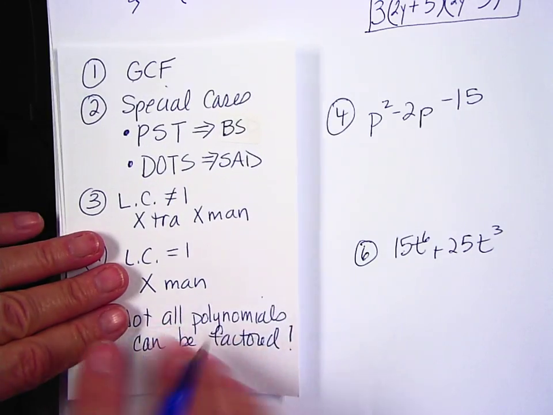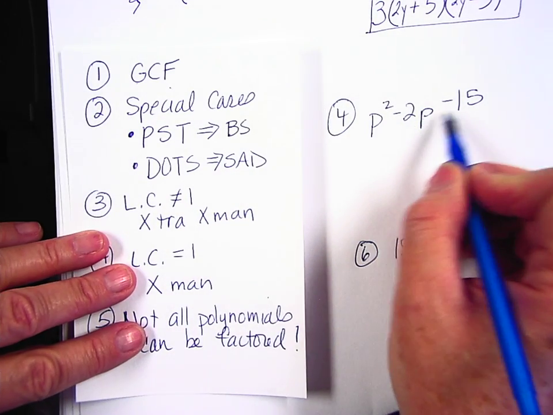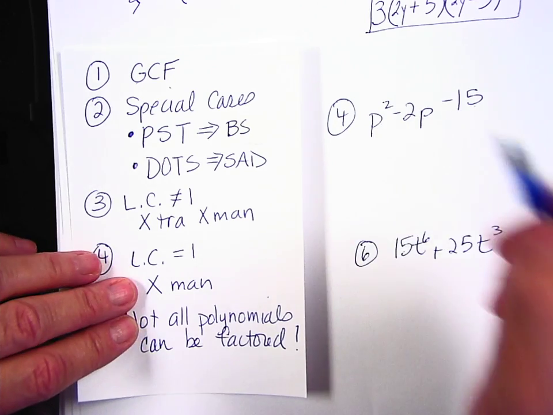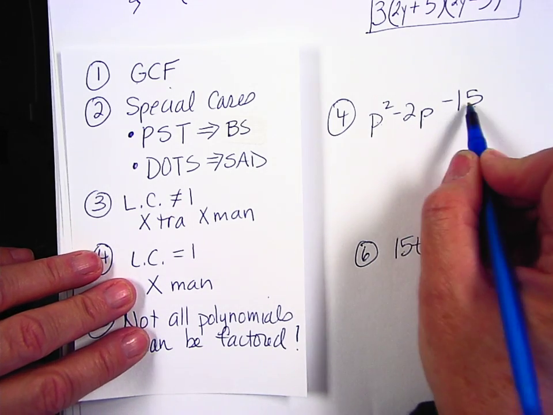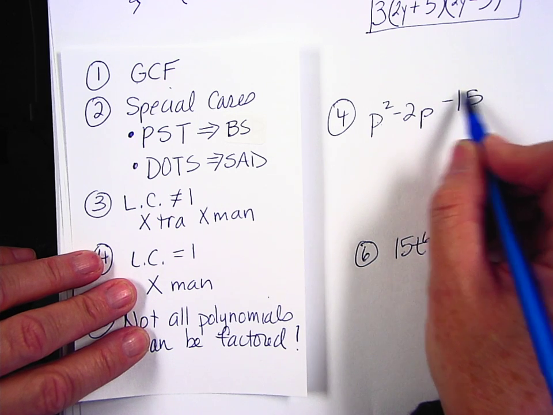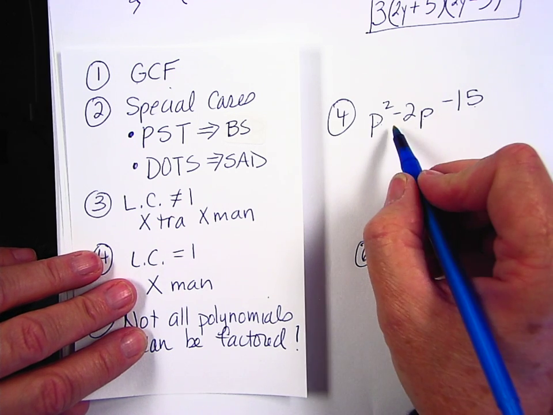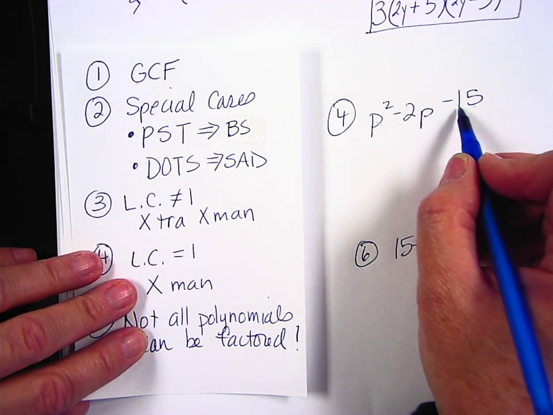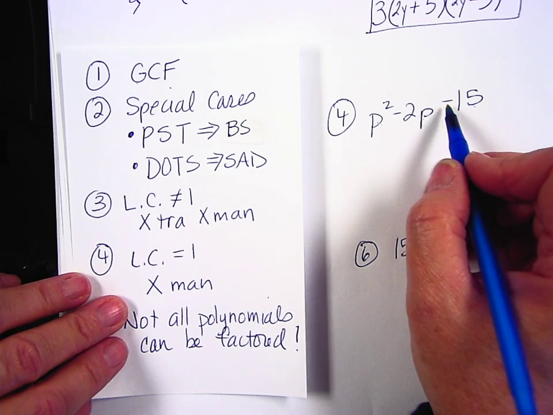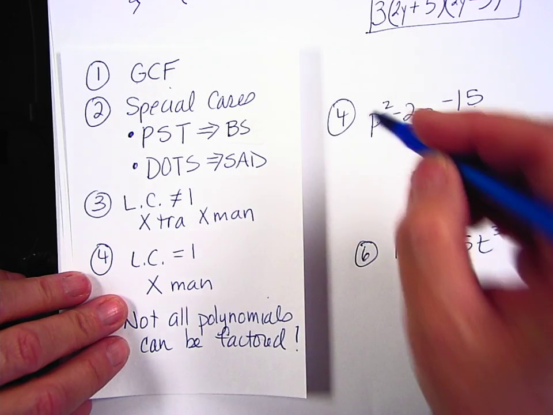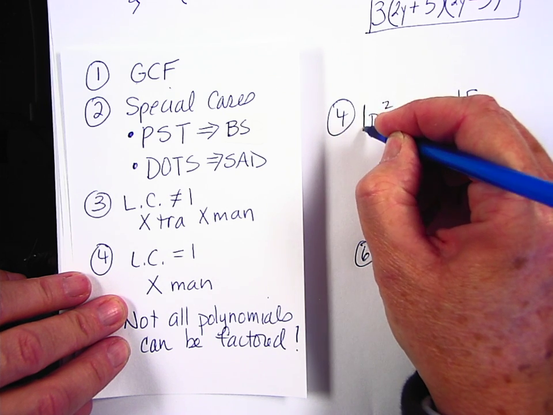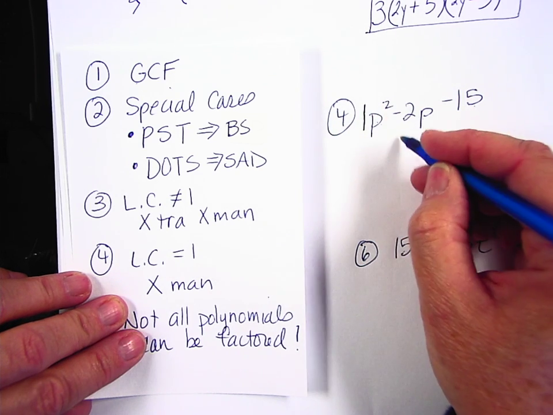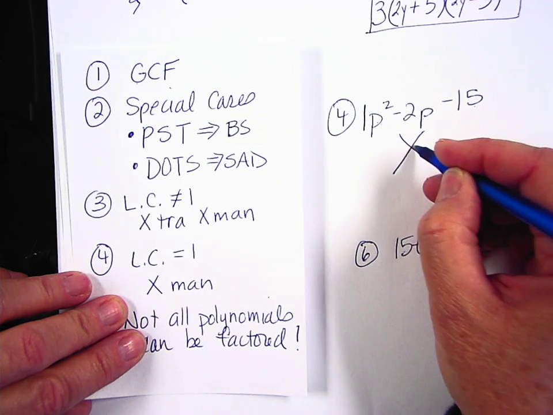Number 4, GCF. Nope. Special case, is this a perfect square trinomial? Nope, it's a trinomial, but 15 is not a square number, so it's not a PST. It's not dots because it's 3 terms and not 2. The leading coefficient is 1, it's not something other than 1. So when the leading coefficient is 1, we're going to do X-man.